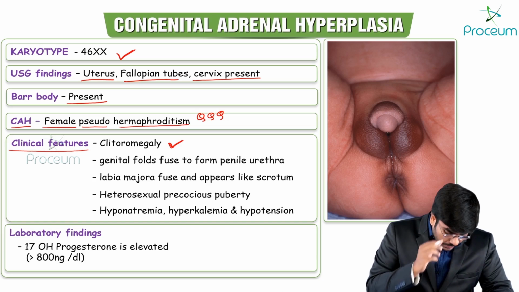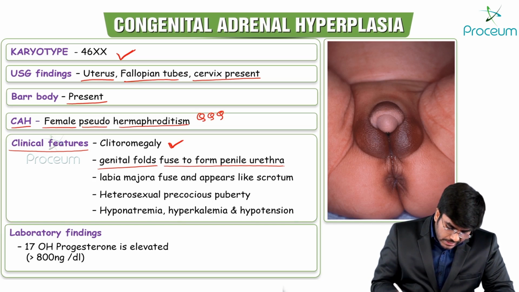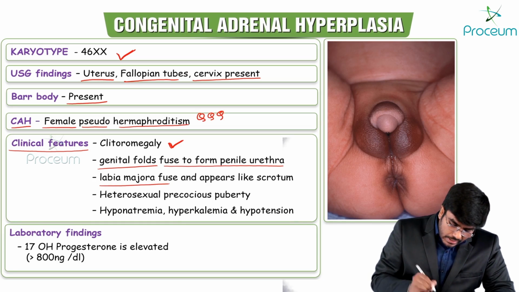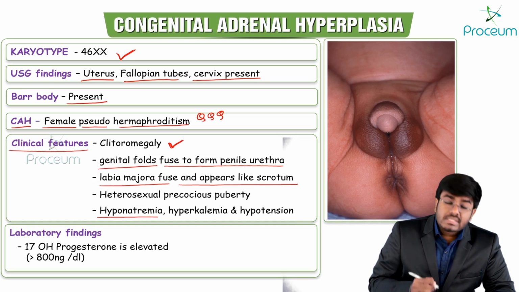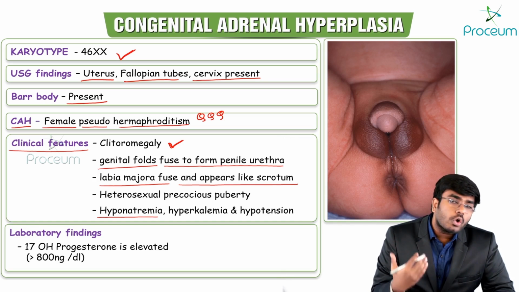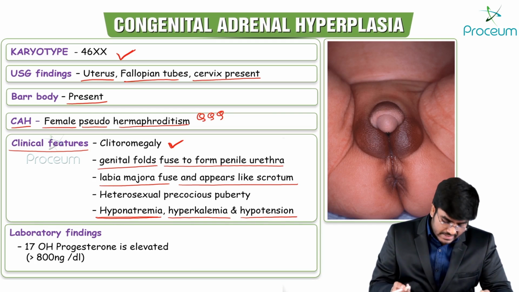Now the genital folds will fuse and form the penile urethra. The labia majora will fuse and look like a scrotum. And because of the loss of mineralocorticoid, that is aldosterone, there can be hyponatremia, hyperkalemia, and hypotension. We have already seen those points.